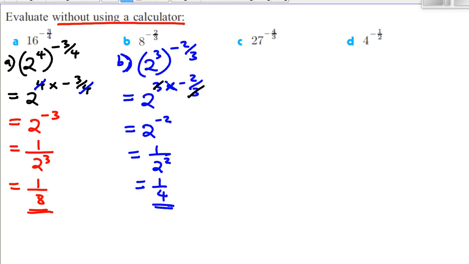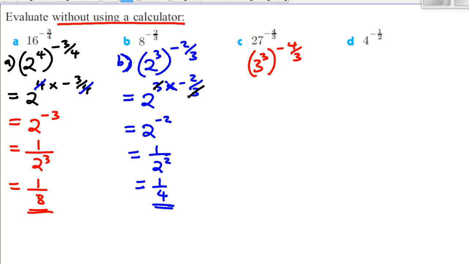Next question, you have 27, which is 3 cubed. You can check that if you want. To the power of negative 4 over 3. So remember, the first thing is you need to express the base that you have as a power of a prime number. Remember, 3 is a prime number, 2 is a prime number. So that's the first step.